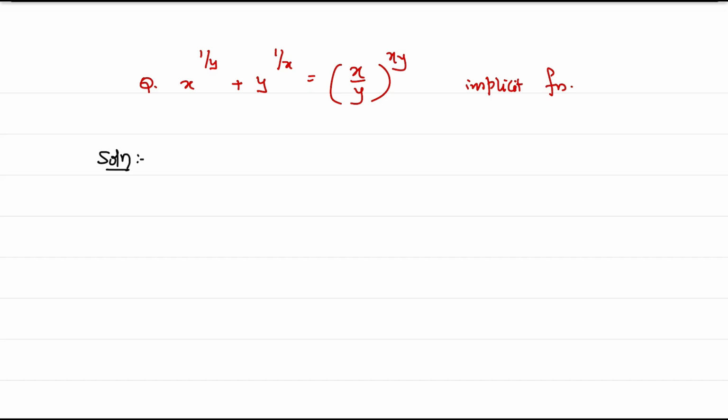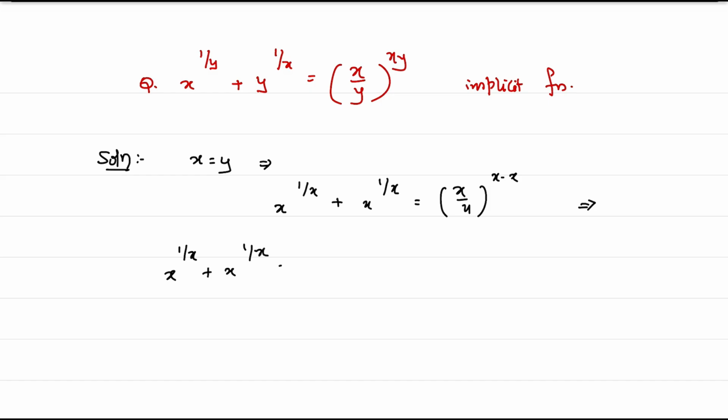In this case, let us assume that x is equal to y. Symmetry. Let us assume symmetry. x is equal to y. Replace y with x. That means x to the power of 1 by x plus x to the power of 1 by x is equal to (x by x) to the power of x into x. That implies x to the power of 1 by x plus x to the power of 1 by x is equal to 1 to the power of x square.